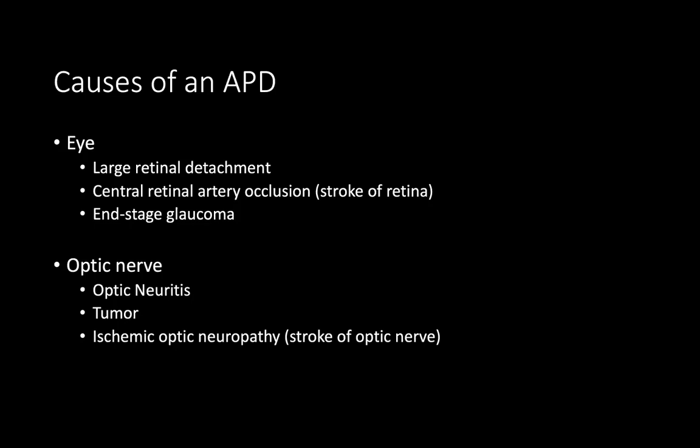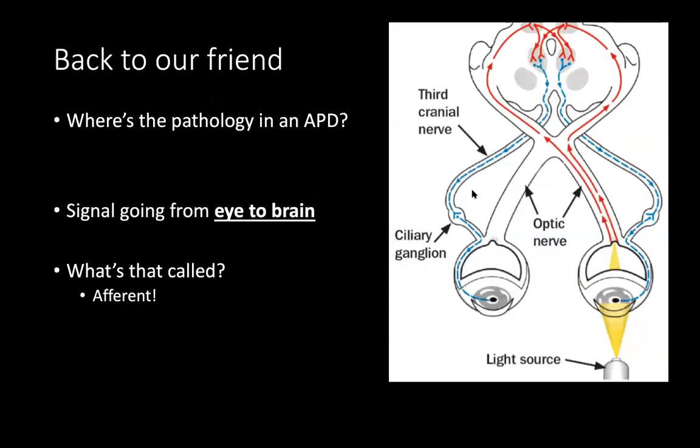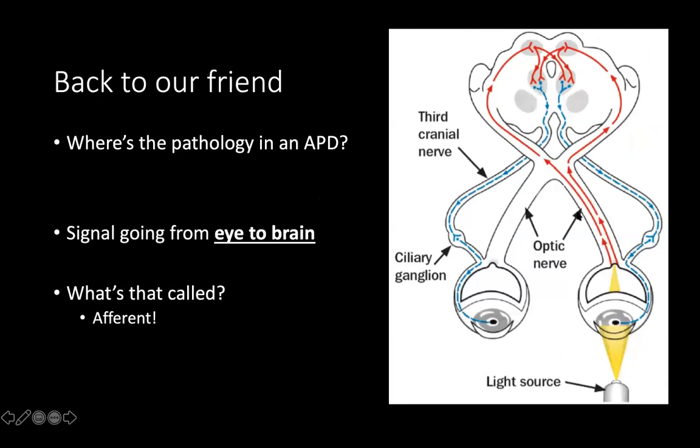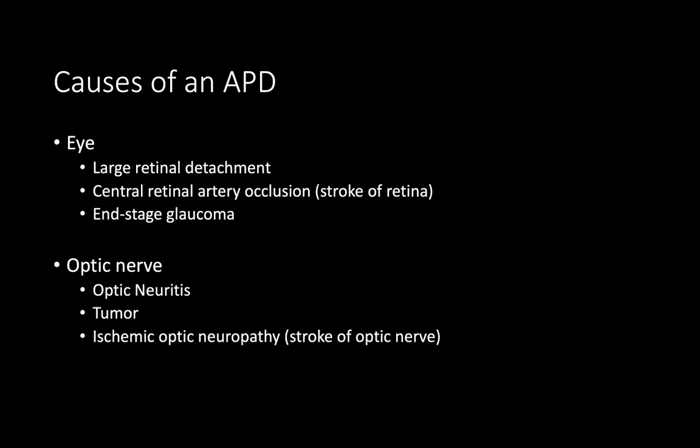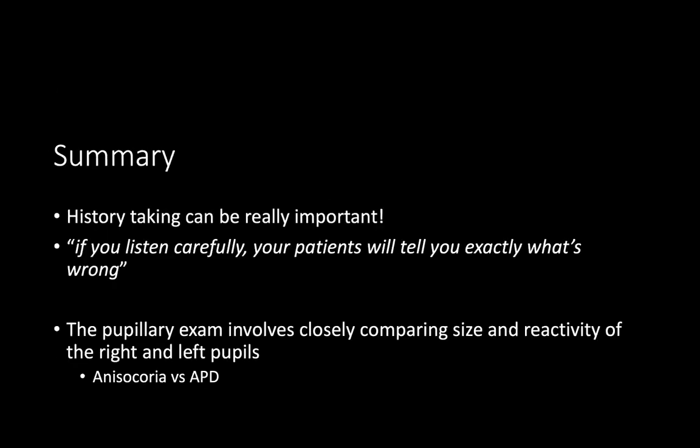In the optic nerve, optic neuritis, sometimes thought of as the visual component of multiple sclerosis, can be related. That can cause an APD. A tumor, as we had seen, can cause an APD if it's pressing on the optic nerve. Again, the tumor I'm referring to here is not one that is pressing on this nerve. It is one that's pressing on this nerve, okay? An ischemic optic neuropathy or a stroke of the optic nerve can cause an APD. So as you might imagine, this is probably one of the more common causes of an APD, ischemic optic neuropathy, especially if it happens suddenly, as opposed to end-stage glaucoma.